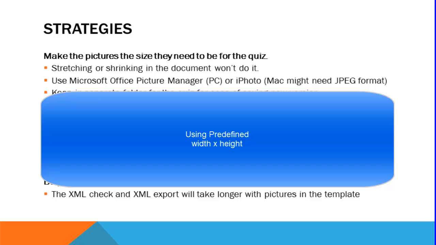Now that our pictures are prepared, we can move on to working in the template itself. One of the things we want to do is open up a separate Word document that we can have the pictures in so that we can copy them and paste them into the template. We also want to make sure that we always put the cursor at the end of the question, not the answers, but the question that you want the picture to be in. The last picture that was copied out of the Word document will be the picture that goes into the template.